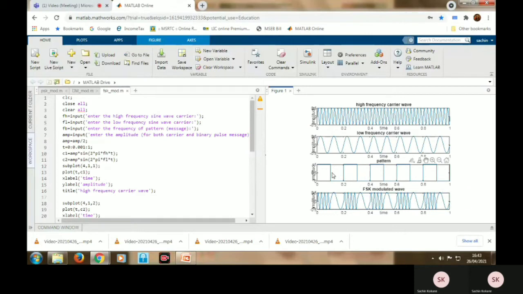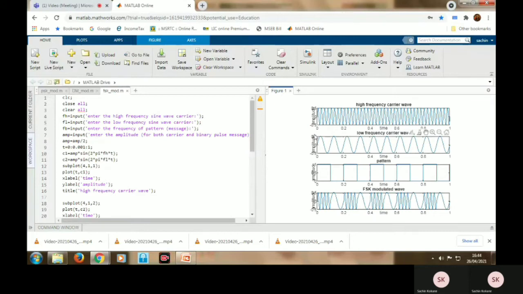Here we can see the signal is high, meaning for bit 1 we will be getting the high frequency carrier at the output. Whenever there is a bit 0, that is why here we will be getting the output as a low frequency carrier. Again the next bit is 1, so here we will be getting the high frequency carrier, and the next bit is 0. For bit 0 we are getting the low frequency carrier at the output, and so on. So this is the FSK signal, frequency shift keying. Since here we are using only two frequencies, high frequency and low frequency, that's why we call this signal a binary frequency shift keying signal.